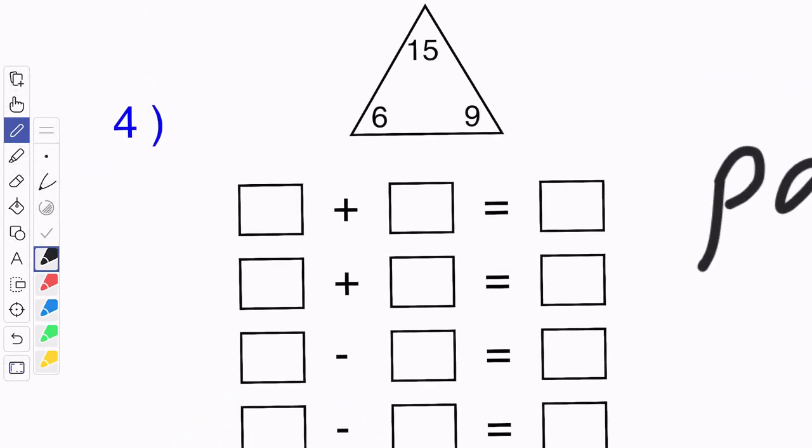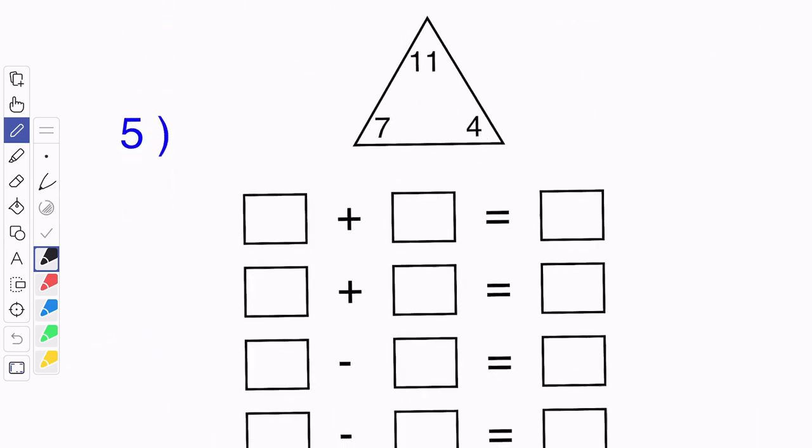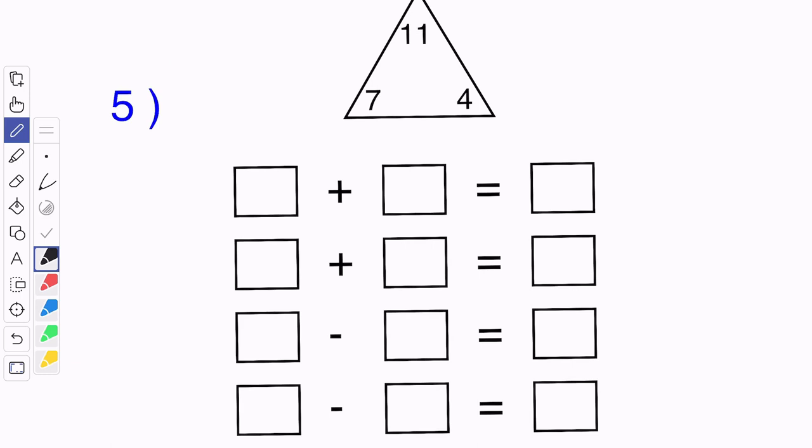For this one, out of 6, 9, and 15, 15 is going to be our biggest number. Then we're going to do 6 plus 9 equals 15, 9 plus 6 equals 15, 15 minus 6 equals 9, 15 minus 9 equals 6. The biggest number out of 7, 4, and 11 is 11. So 7 plus 4, 4 plus 7, 11 minus 7 equals 4, 11 minus 4 equals 7.